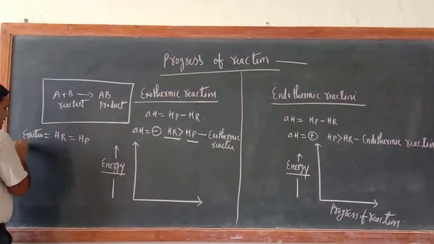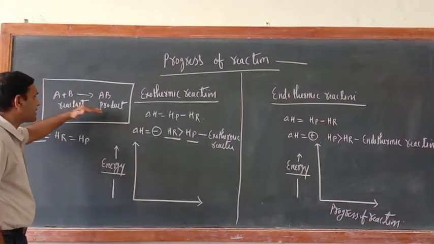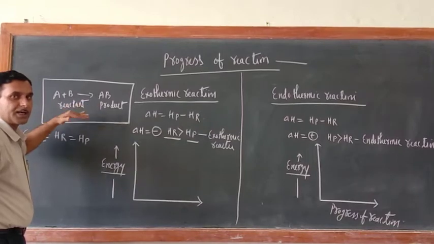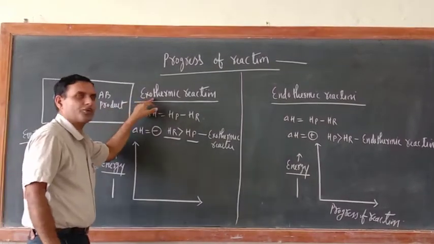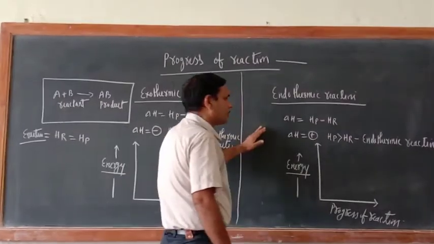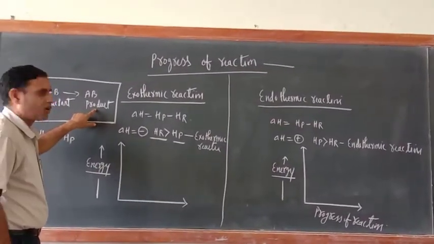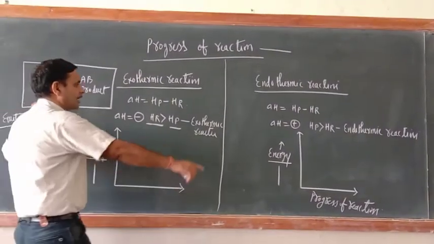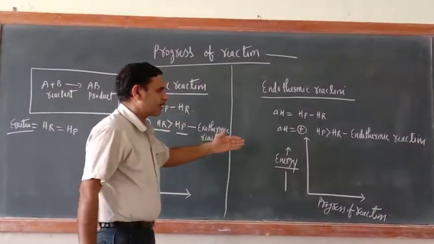So just try to understand. This is the case when the reactant energy is more than that of the product: the reactant will release energy to the surroundings and the reaction is said to be exothermic. Now the condition is reversed. Suppose the product energy is more than that of the reactant. I have already written the condition: Hp is greater than Hr.